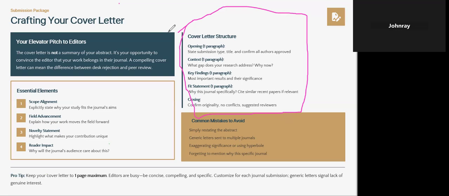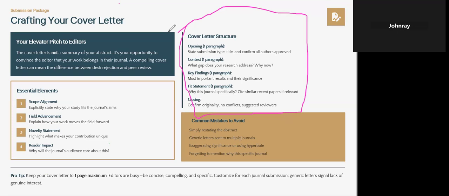Some people just copy their abstract and put it there and say that's the cover letter. That's one thing you must not do, because when you do that, you are not communicating or convincing the editor enough that this is a paper worth considering. They just copy their abstract, paste it, title it cover letter, and submit. No, it is not good.